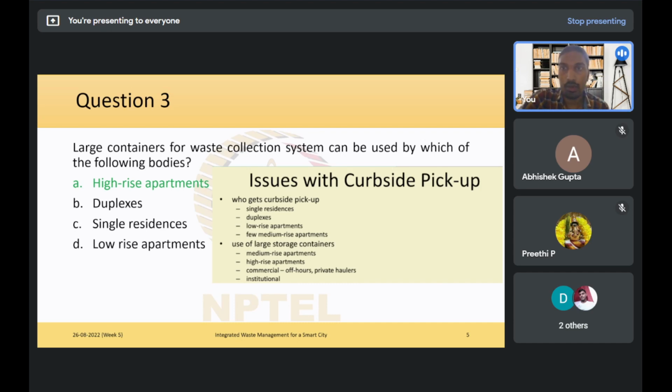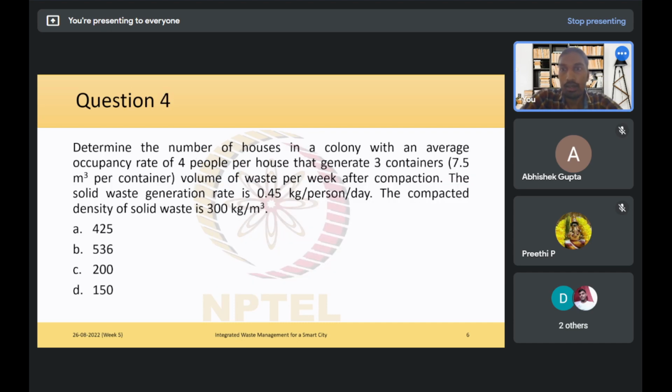Okay, so we'll move on to question number 4. Determine the number of houses in a colony with an average occupancy rate of 4 people per house that generate 3 containers volume of waste per week after compaction. Each container's volume is 7.5 cubic meters, and the solid waste generation rate is 0.45 kilogram per person per day. The compacted density of solid waste is 300 kilogram per meter cube.